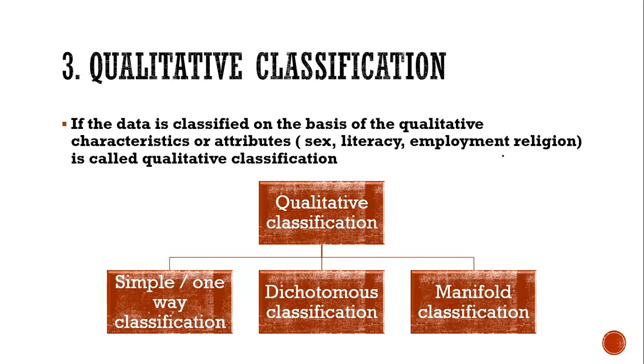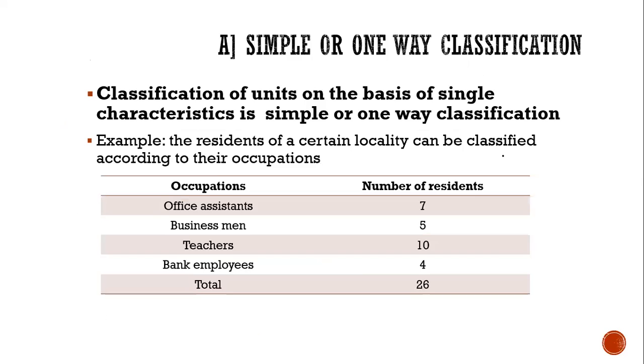When you say qualitative, we have one-way or simple, dichotomous, and manifold classification. Simple or one-way classification is where only one particular quality is taken. If I classify your class in one way, I can do it like how many singles, how many dances, only that focus. You cannot subdivide it.